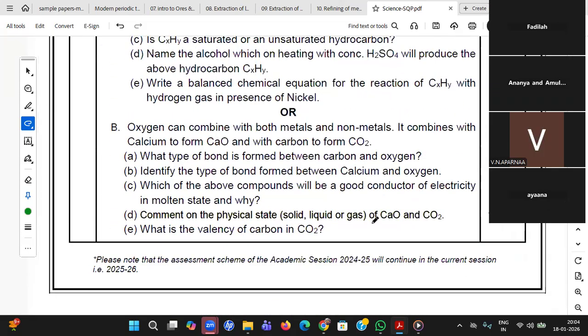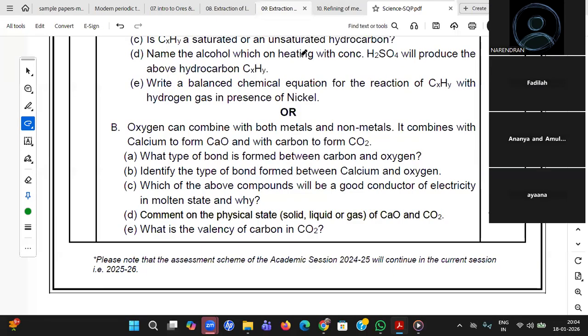So please give only the first answer. Which type of bond is formed between carbon and oxygen? Only give the first answer. I'll check point wise answers. I can't check all the answers at a time, student. If I say you're right, then go ahead.